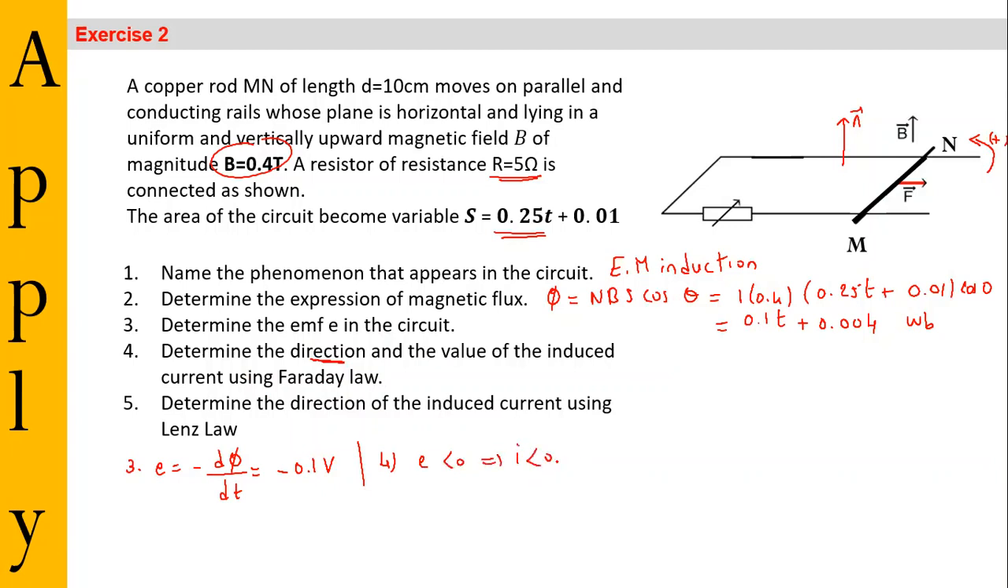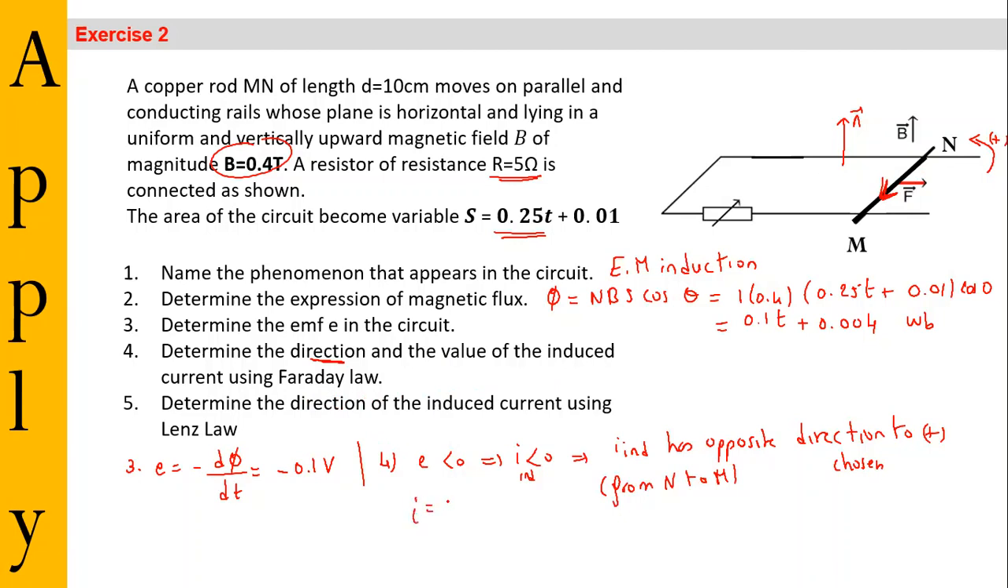So if I is negative, I induced has the opposite direction to the positive direction chosen. If I look at the drawing, if this is the positive direction chosen, then I induced goes the opposite way. This means it's going from N to M.